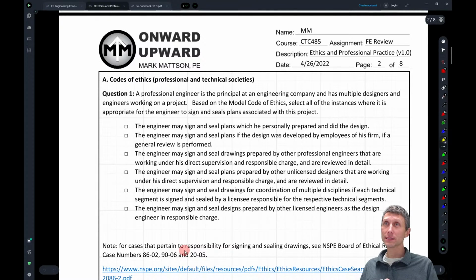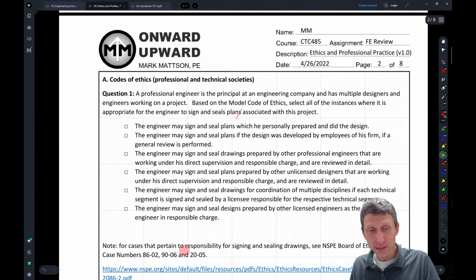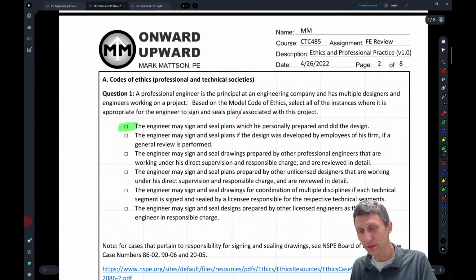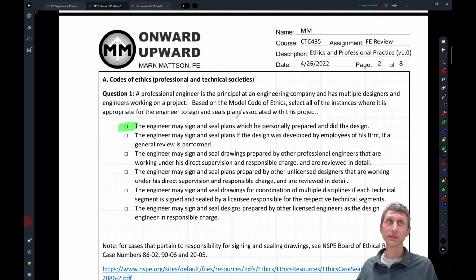The question is, select all the instances where it's appropriate, where it's okay, where it's acceptable for this principal engineer to sign and seal plans associated with the project. And I'll probably find typos in here. I'll probably do a quick update after this. So, can the engineer sign and seal plans he personally prepared and where he did the design? Absolutely.